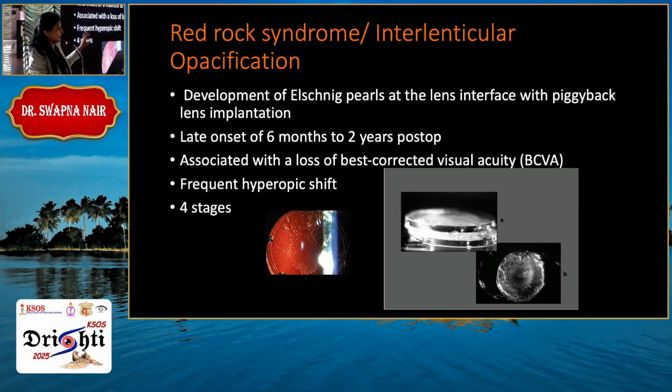Now, this is something I just wanted to highlight. It's called interlenticular opacification, where there is proliferation of Elschnig pearls in the interface between the two lenses. This is where it becomes important that you don't put the second lens into the capsular bag, but in the sulcus, because you need to keep the two optics away. And in case that does not happen, that's when you get proliferation, which can be divided into multiple stages, and there could be total opacification and adherence between the two lenses, which is very, very hard to treat.